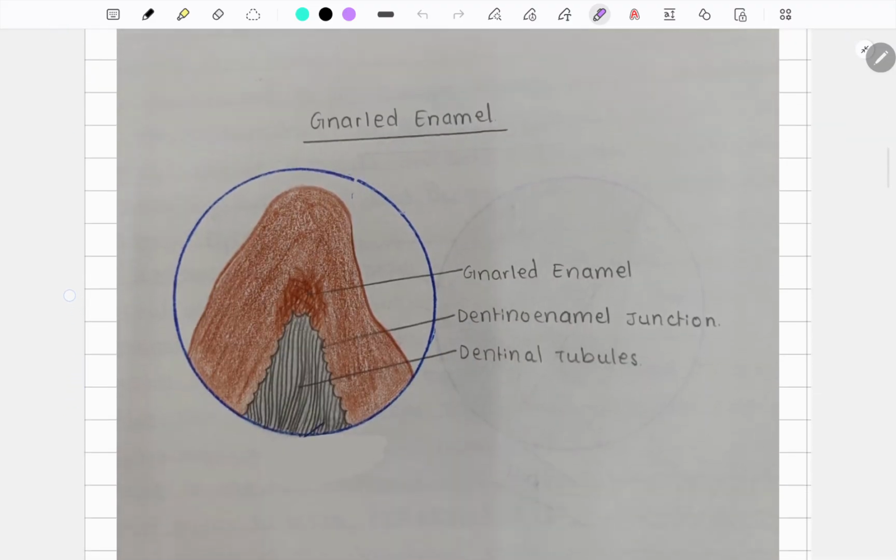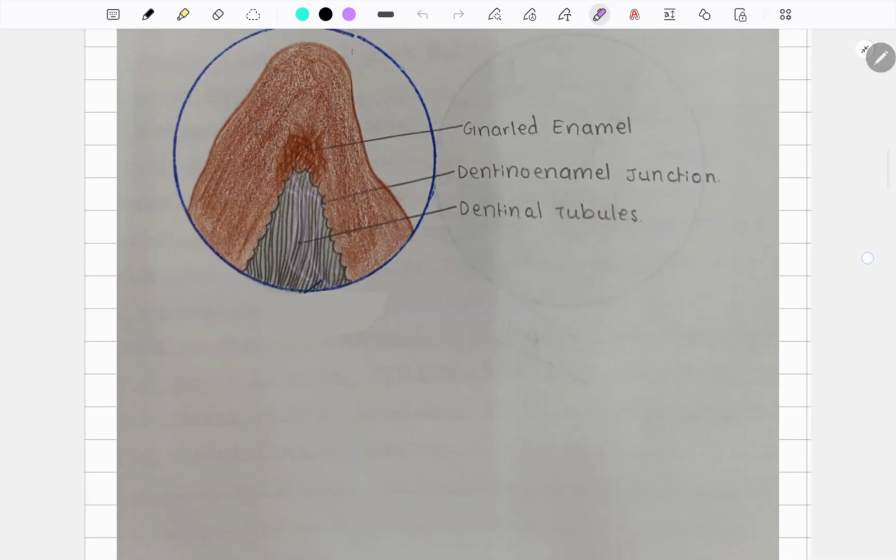Moving on to next is gnarled enamel. First of all, what is gnarled enamel? Enamel in which the rods are twisted and interwoven, usually seen on cusp tips of teeth under the microscope. So this is gnarled enamel, which is present on the cusp tip. This is DEJ, dentine enamel junction, and these are dentinal tubules.